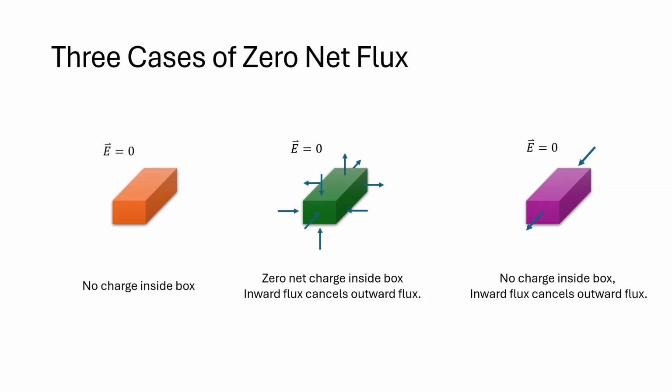Alright? Now, the third case is that when there is no charge inside the box, and what is happening is that there is an inward flux or inward electric field coming from the source outside, and it also passed through the box. So, in other words, the entering or the going in electric field is cancelled out when it goes out the box. So in that case, there will be zero net flux.